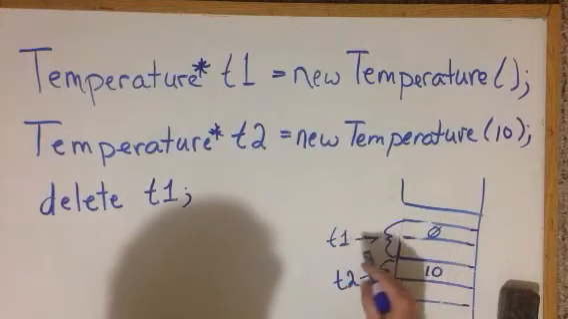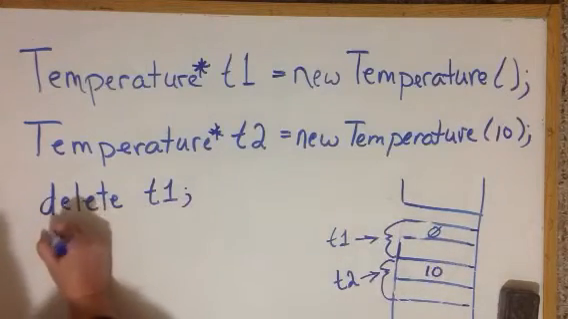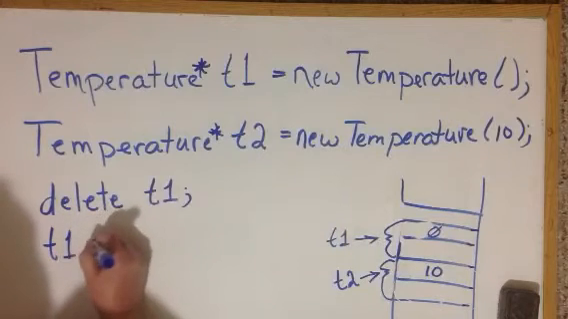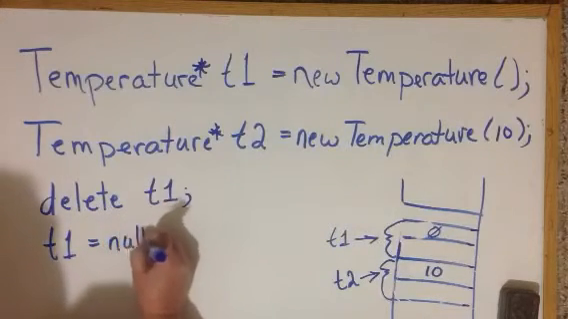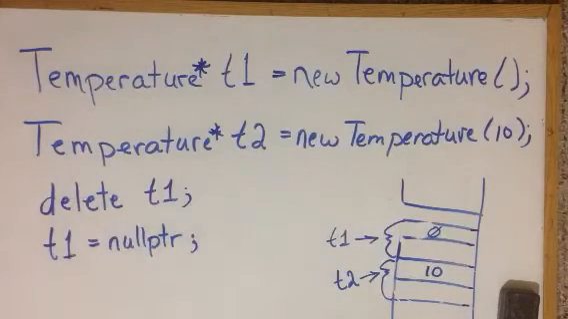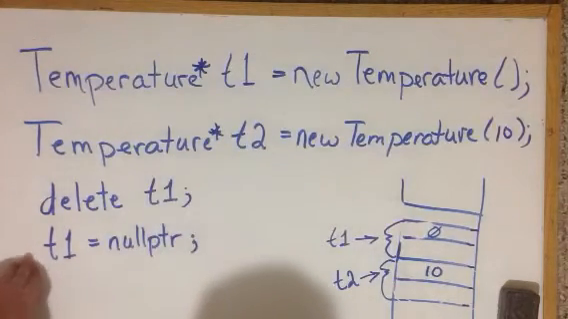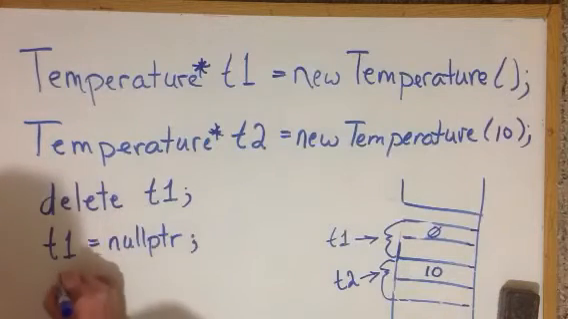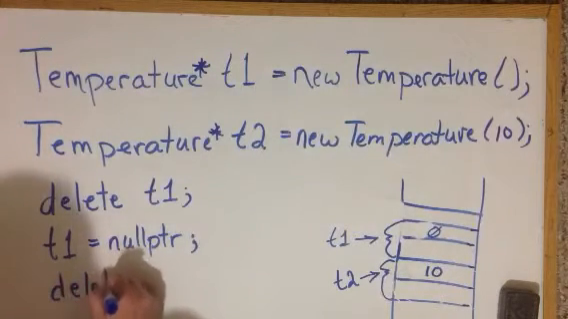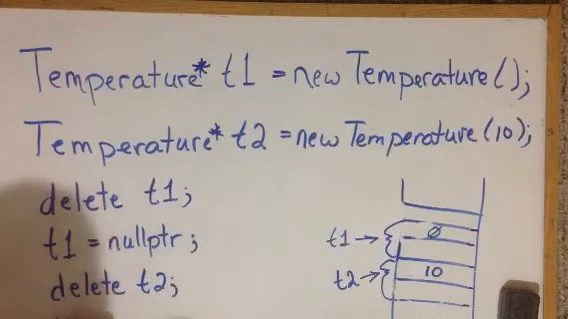Now T1 is still pointing to this location, so we want to set T1 to be a null pointer. So now we've released the memory for T1, and we need to release the memory for T2. Same steps. We're going to delete T2, and then we're going to set T2 equal to null pointer.